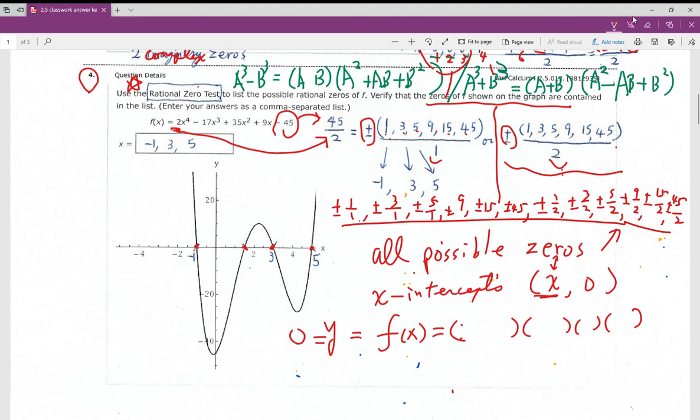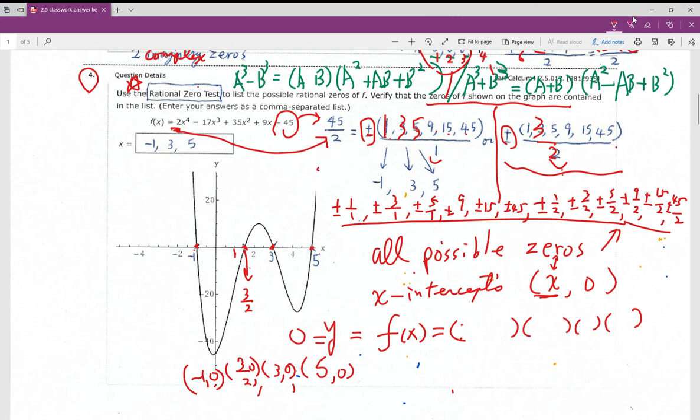And from the graph, it looks like -1. This number is 1, 2, 3, 4. This is 1, right? So this is 3/2, 1/2. This number is 3. This number is 5. So the coordinates are 5, 0, 3, 0, 0, right? Now, -1 is here. 3/2 is here. 3 is here. 5 is here.